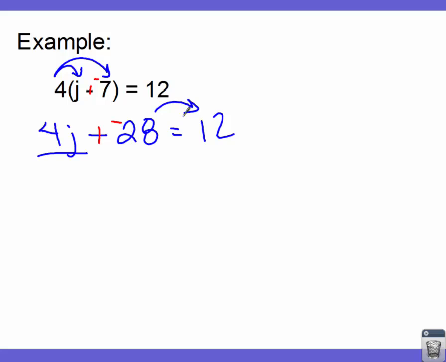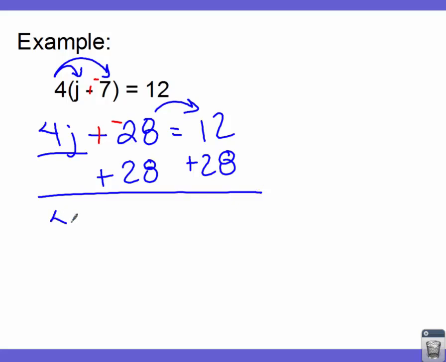Over the last week or two, I've been showing you the shortcut method, so that's the method I'm going to use in solving this one. We know the more correct way, but you are now capable of using the shortcut method, and that's fine. Here I've got a plus negative 28, so I need to do a plus positive 28 to get rid of that. And if I add that on one side, I'm going to add that same thing on the other. So the 4J comes down, the 28s go away, and we're left with just 12 plus 28, which is 40.